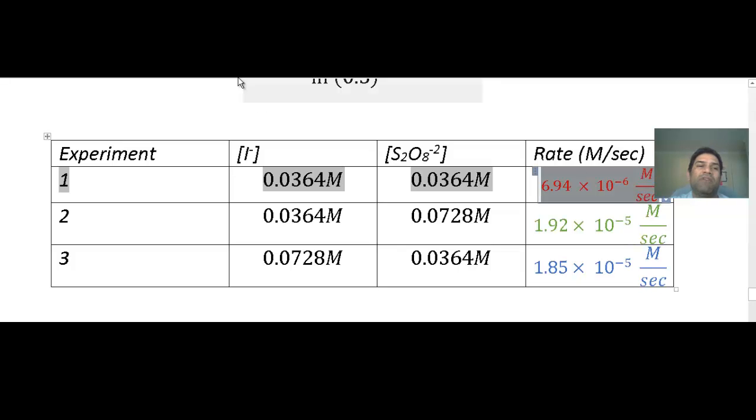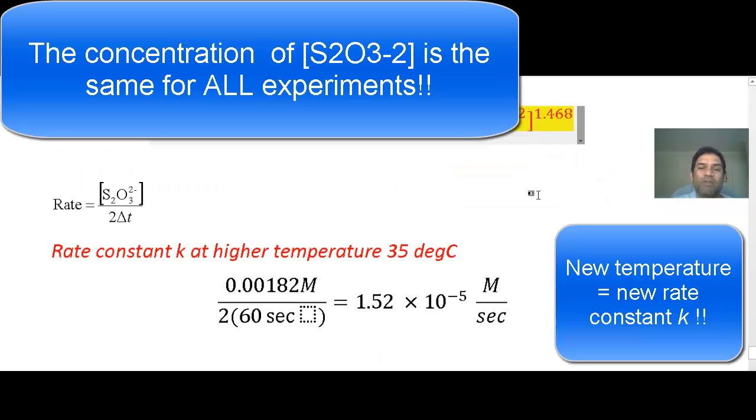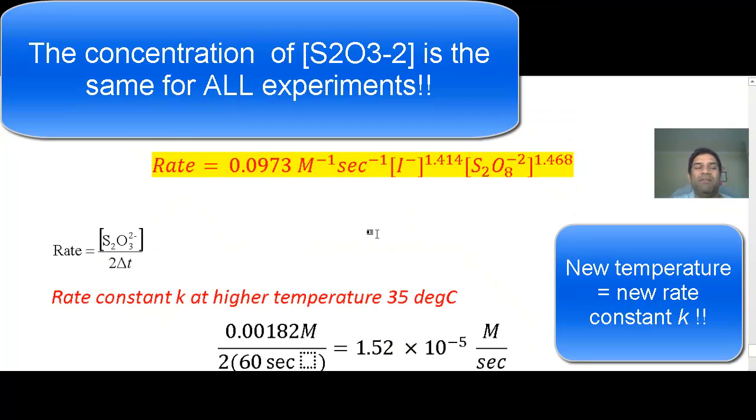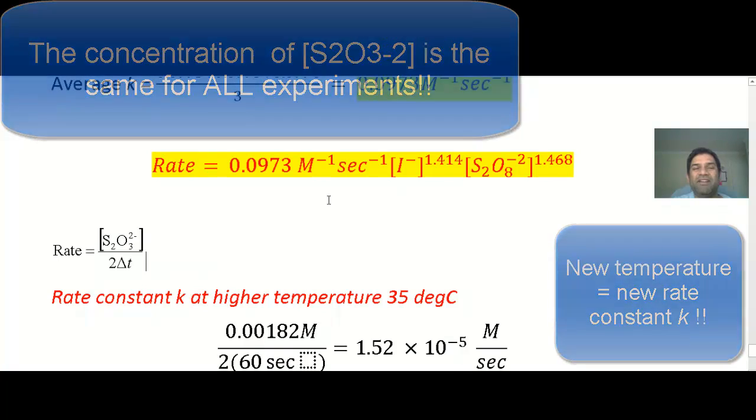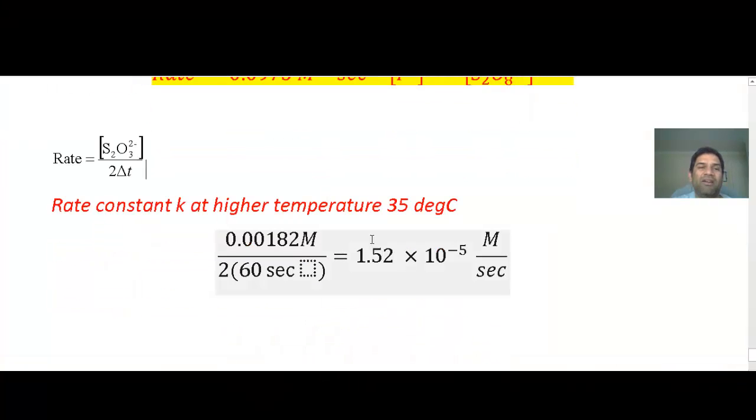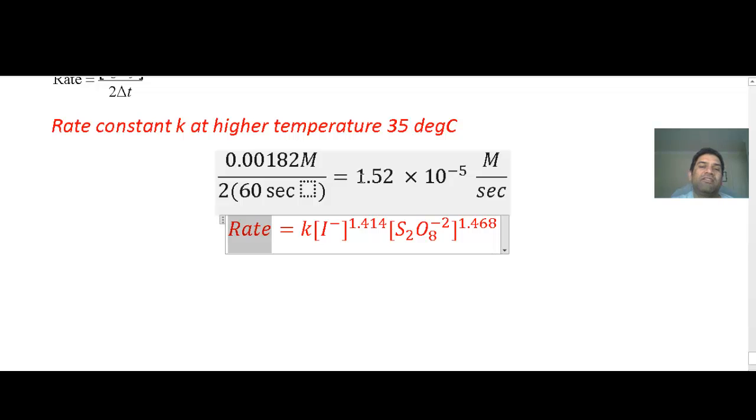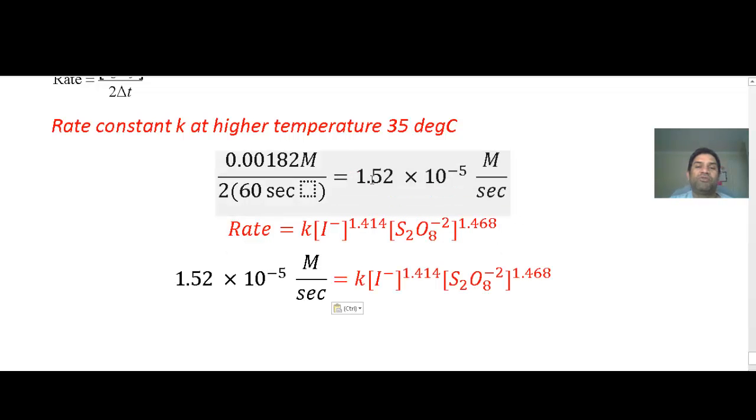So we need to figure out the rate constant, using the rate equation, at 35 degrees C. Remember, this is the rate law, but we changed the temperature, so we're going to have a new rate constant K. So our rate is going to be 1.52 times 10 to the minus 5 at the elevated temperature, so we'll plug that in here. The rate constant at this higher temperature is something we will need to calculate. The concentrations are the same as in experiment 1.